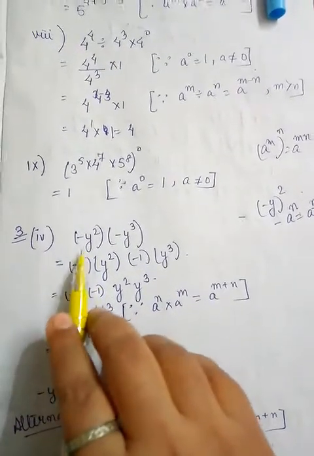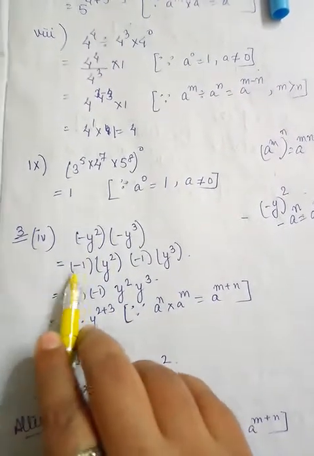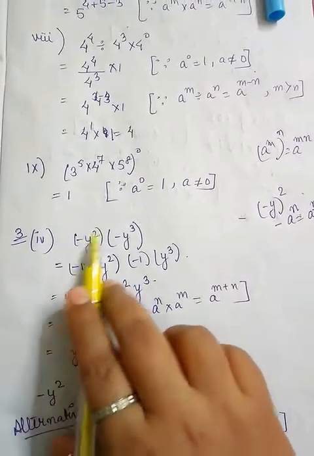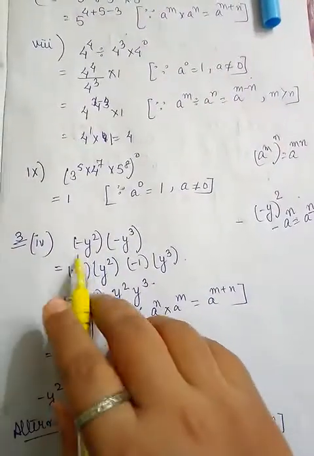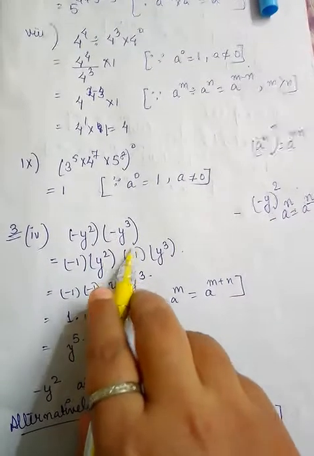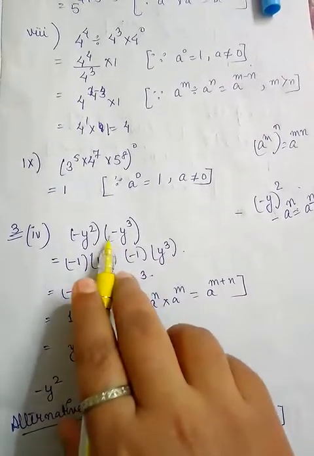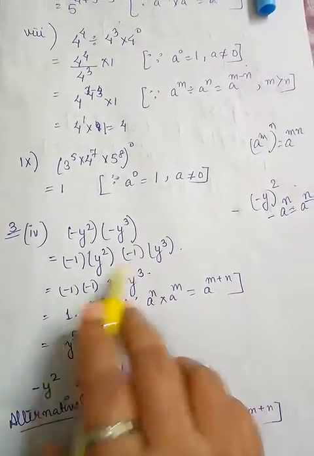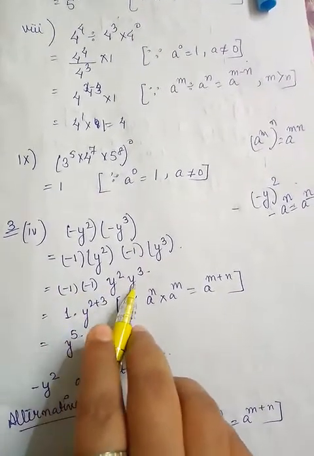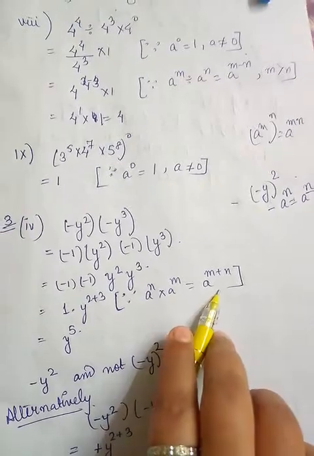So what I have done, I have considered it as minus 1 into y square. I have just broken down this term, because we know that minus 1 into y square will be equal to minus y square. Similarly, minus 1 into y cube will be minus y cube. So I have brought down the minus 1 into minus 1 on one side and y square into y cube on the other. Then I have used the general law.